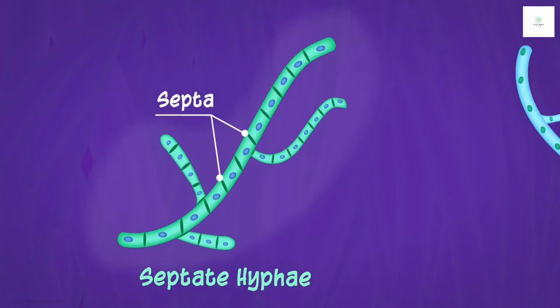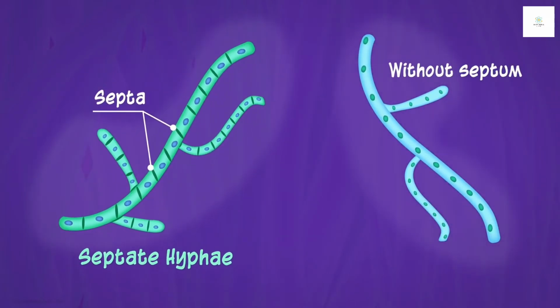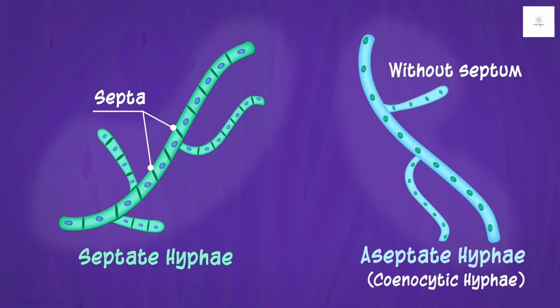Now, can you guess the next type? They will be without the septum. In many fungi, you find no partitions in the hyphae. These are called aseptate hyphae. Another name for such type is cenocytic hyphae.